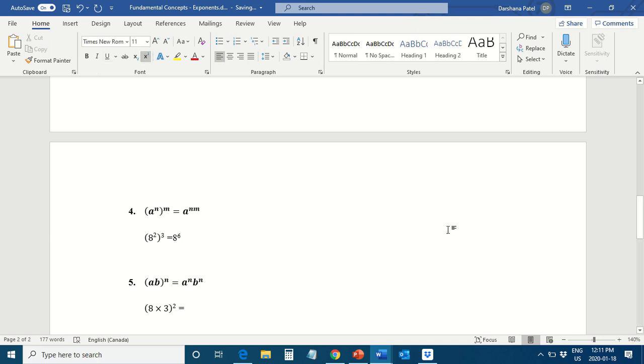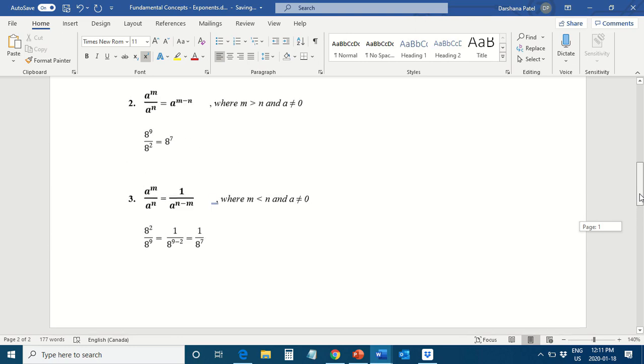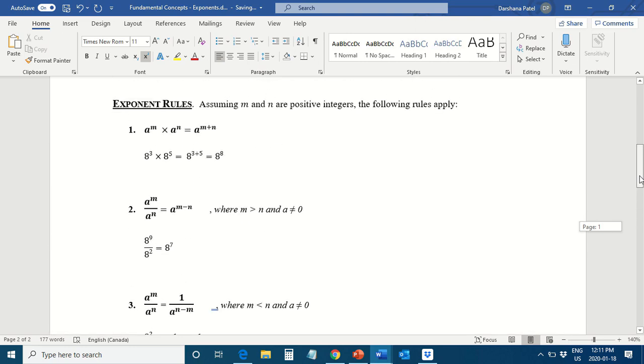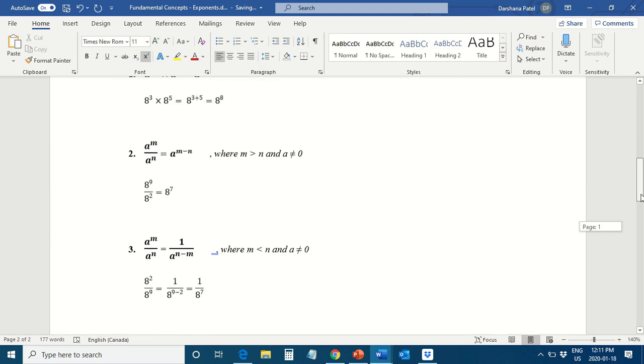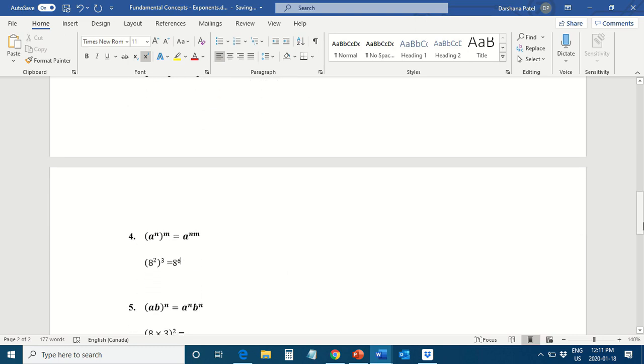Notice here, some of us sometimes get tricked with rule number 1 and 4. One is two same bases being multiplied, we add the exponents. Rule number 4, one base, two exponents, then we multiply the exponents. Okay.